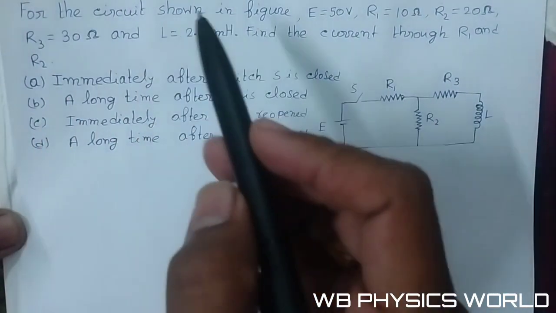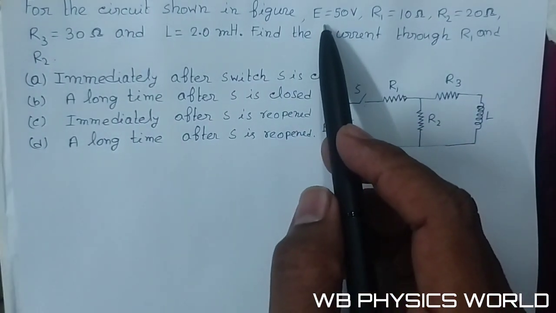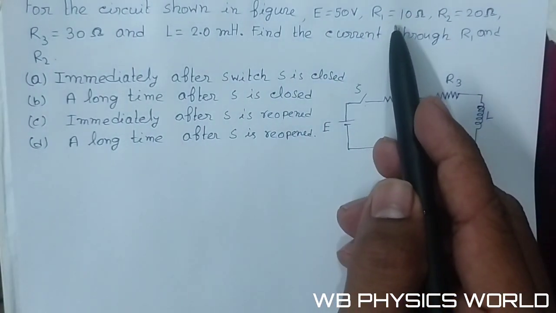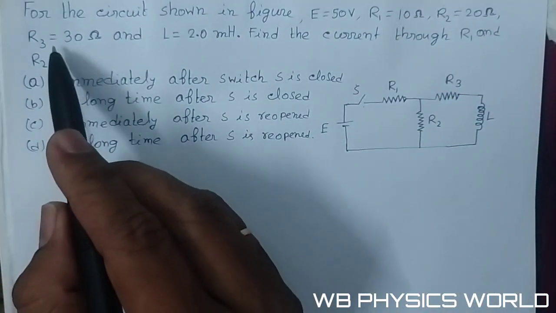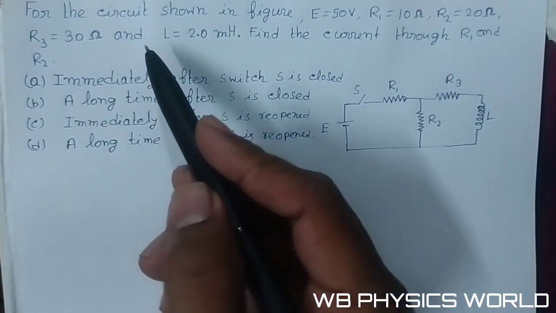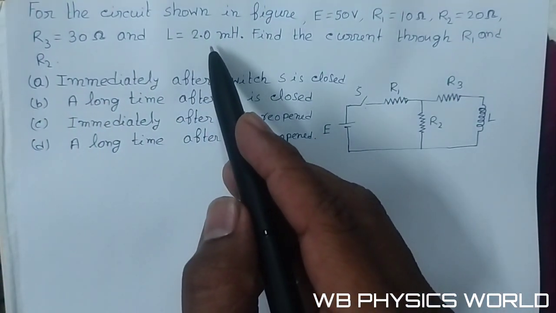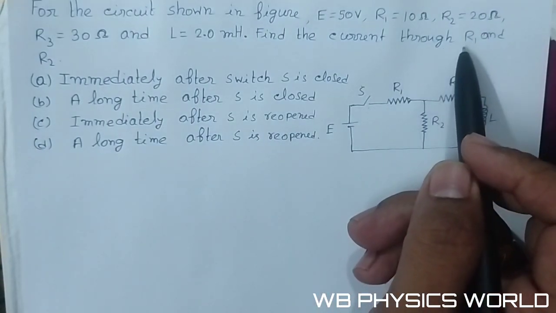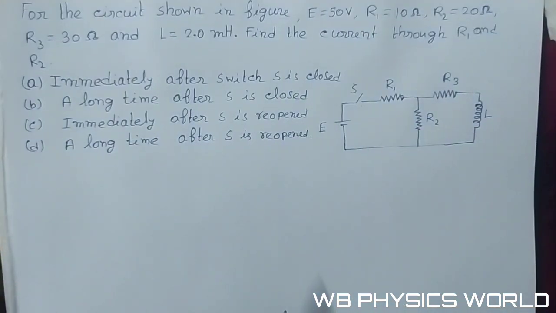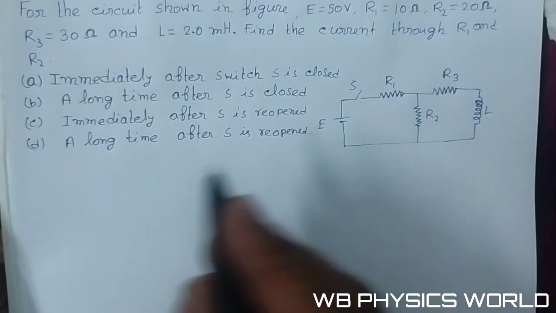For the circuit shown in the figure, E equal to 50 volt, R1 equal to 10 ohm, R2 equal to 20 ohm, R3 equal to 30 ohm, and inductance L equal to 2 millihenry. Find the current through R1 and R2. And this is the circuit.